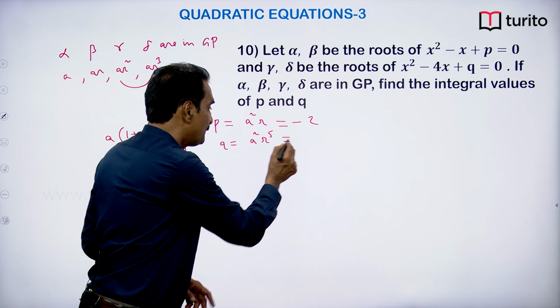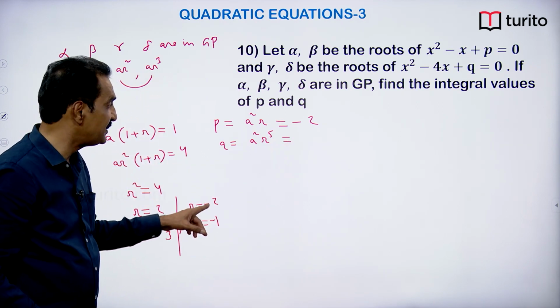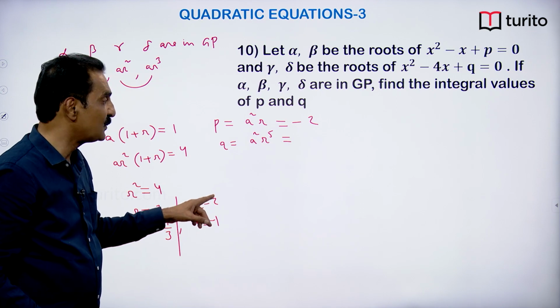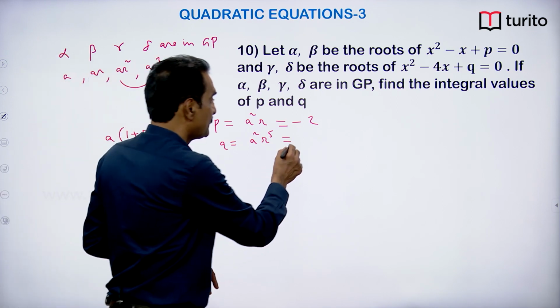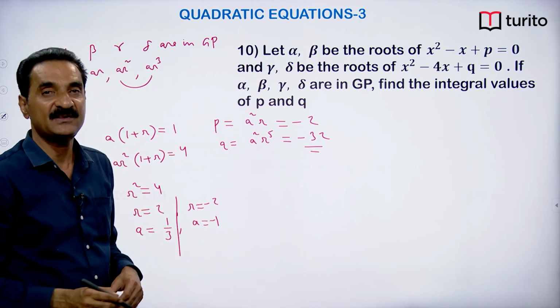And what is Q? If you take A is equal to minus 1, A square is 1. 1 into, what is this? Minus 2 whole power 5 is minus 32. So, P and Q are minus 2 and minus 32.